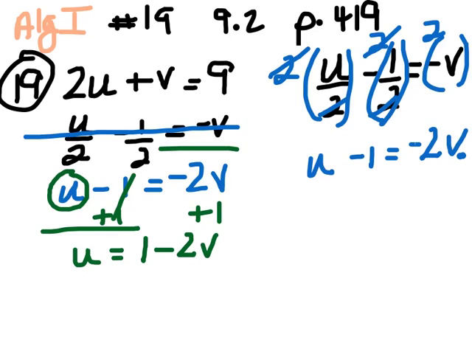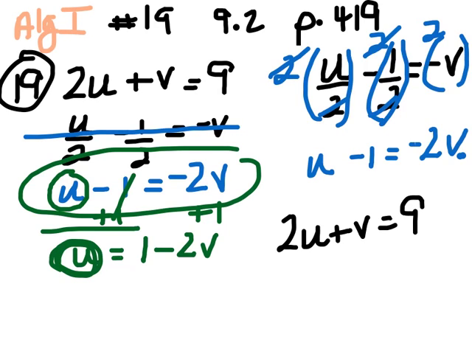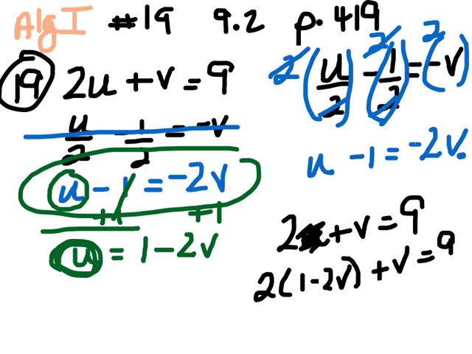So since I used this equation to figure out what I'm going to substitute, I'm going to go to the other equation, which is 2u plus v. I'll write it in black since it's up there in black. And everywhere I see a u, I'm going to take it out, and in its place, I'm going to put 1 minus 2v, and then I got to copy the rest of the equation. Okay. So 2 times 1 is 2. I got to simplify this to solve it, right? 2 times negative 2v would be negative 4v plus v equal 9.